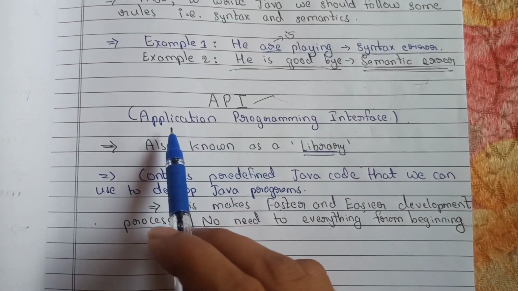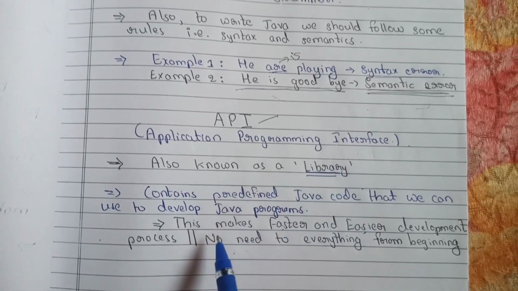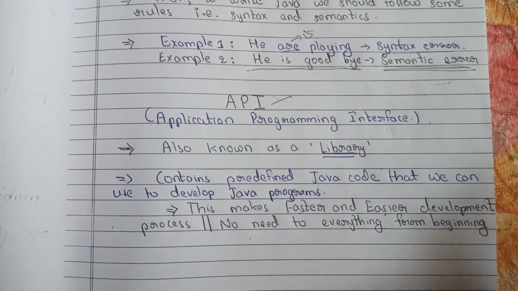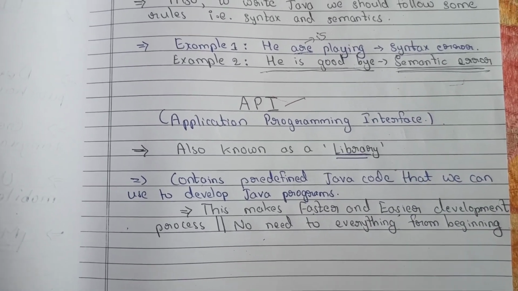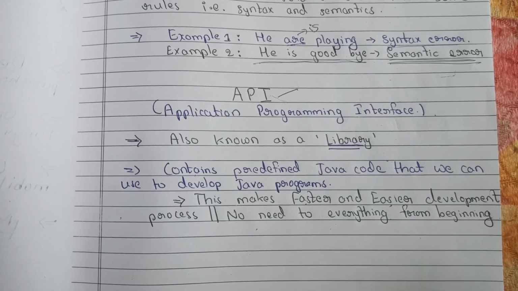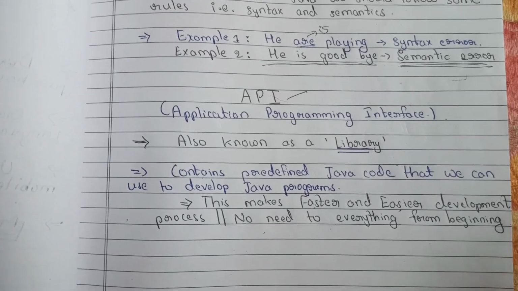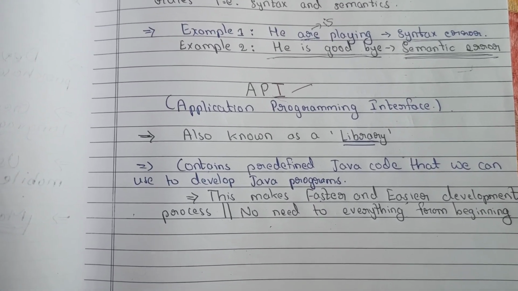Let's come to API, that is application programming interface, also known as a library. It contains predefined Java code that we can use to develop Java programs. It makes us code faster and easier because the predefined code is already present in the library, so we can openly use that code. No need to write everything from the beginning or from scratch.